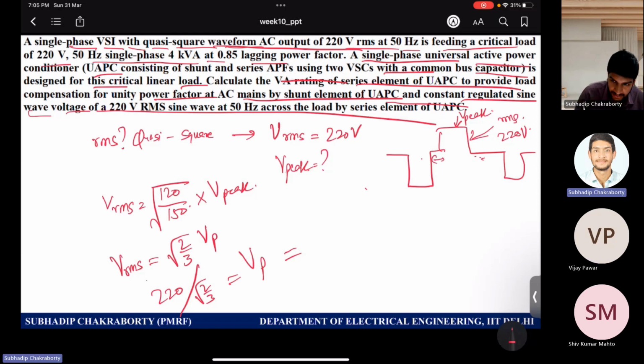This is the supply side peak voltage, because the RMS voltage is given, and since we know the RMS value of the quasi square, we want to determine the peak value. It is 220 by whole root over 2 by 3. Just calculate correctly. Don't forget the whole root over. You missed it. It is 269.44 volts.